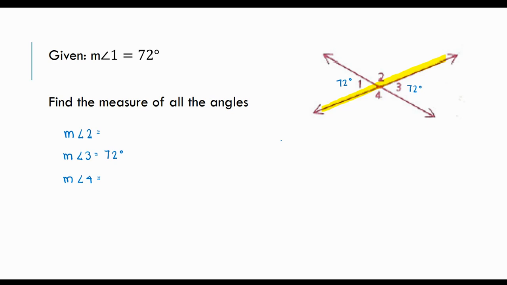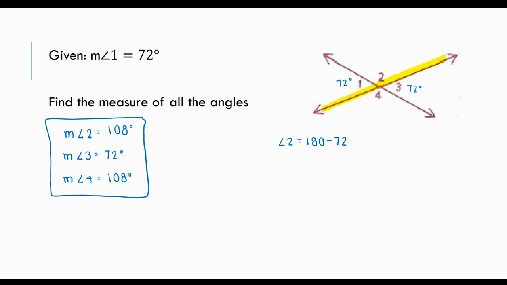And so to find the measure of angle 2, I am going to take 180 and subtract 72 from it. So when I do that, 180 minus 72 gives me the measure for angle 2 to be 108 degrees. And like I said, angle 2 and angle 4 are vertical angles, and vertical angles are congruent. So that means that angle 4 is also 108.